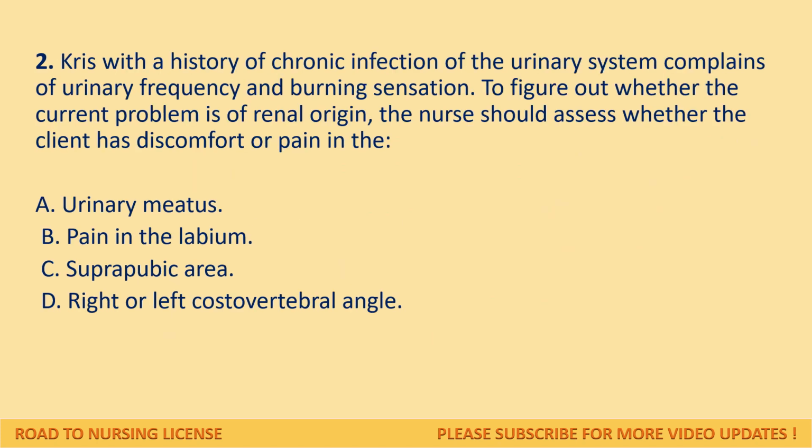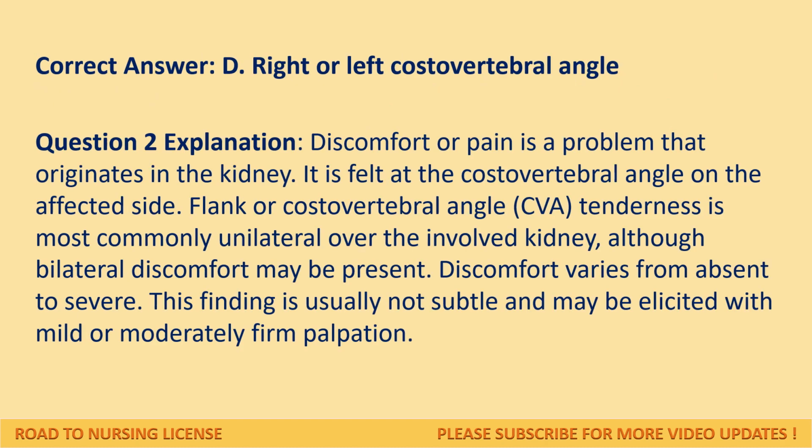Question 2. Chris, with a history of chronic infection of the urinary system, complains of urinary frequency and burning sensation. To figure out whether the current problem is of renal origin, the nurse should assess whether the client has discomfort or pain in the A. Urinary meatus. B. Labium. C. Suprapubic area. D. Right or left costovertebral angle. Correct answer, D. Right or left costovertebral angle.